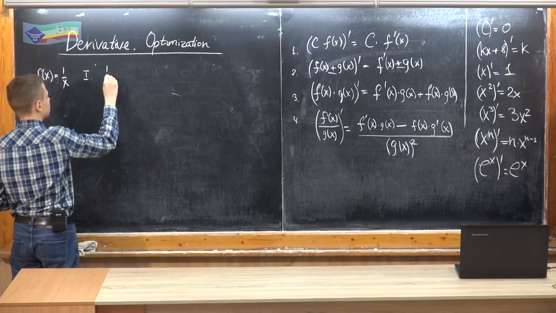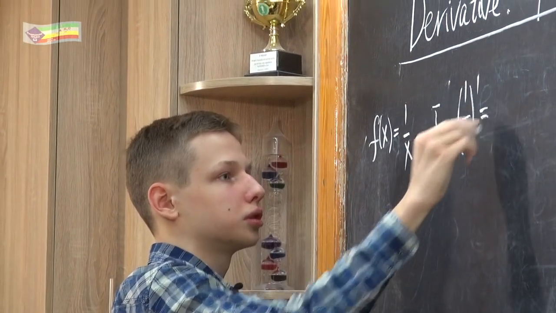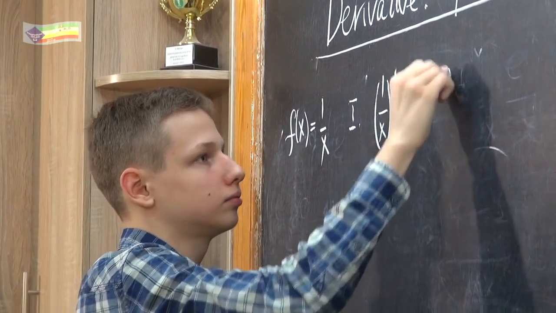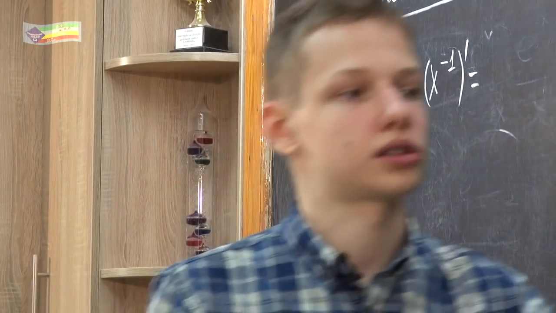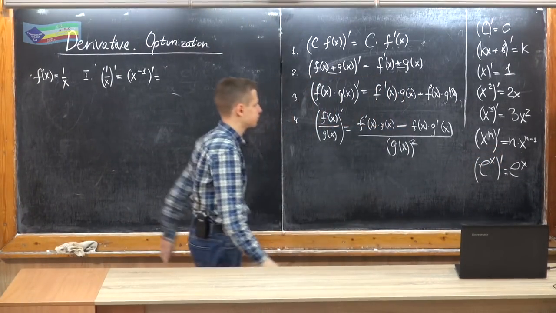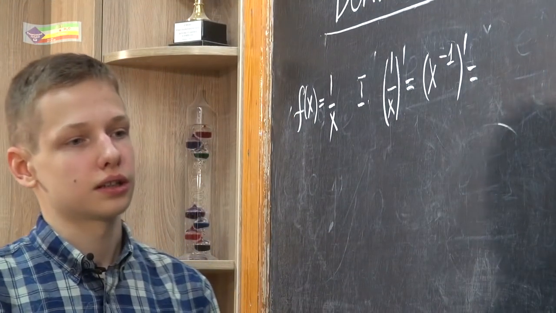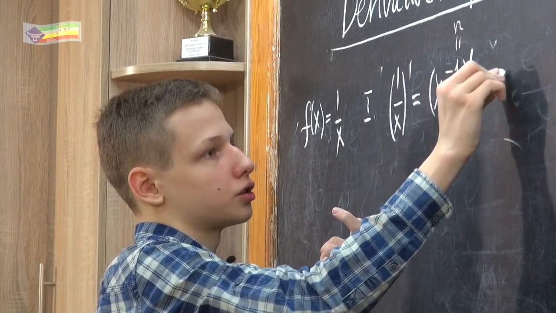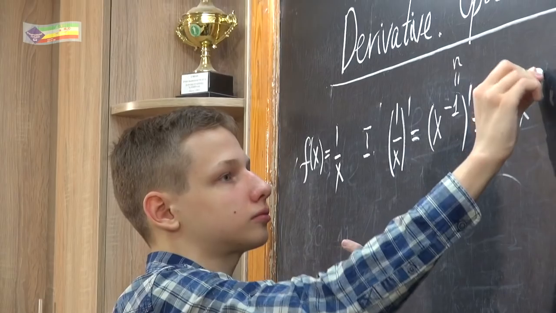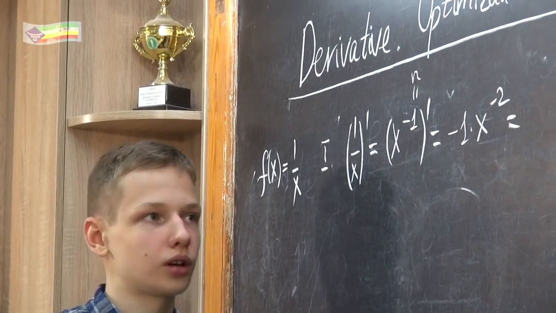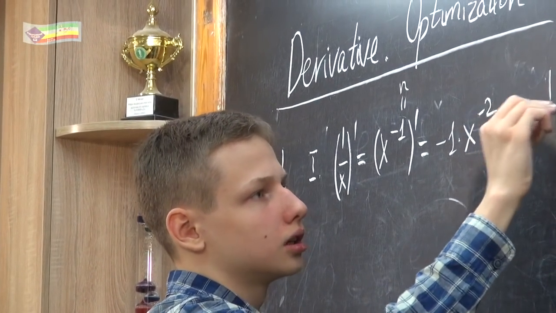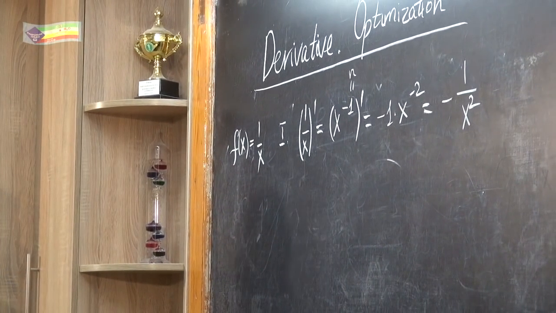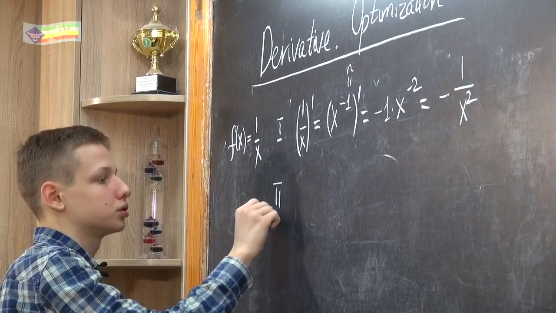First way, we can represent this function as x to the power of -1 and then use the power rule for derivatives. So we get that n is equal to -1. This is our n. And just by the rule, it can be rewritten as follows. So we've just used the rule.